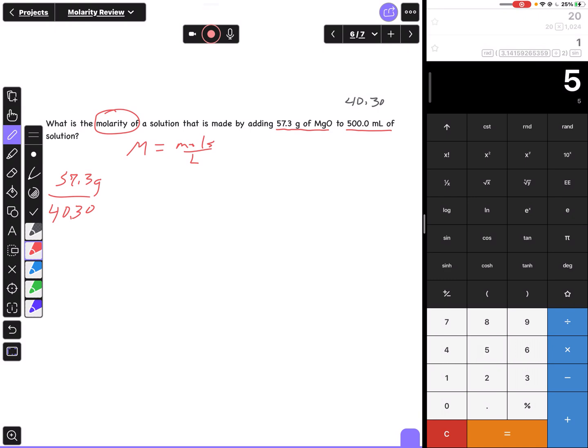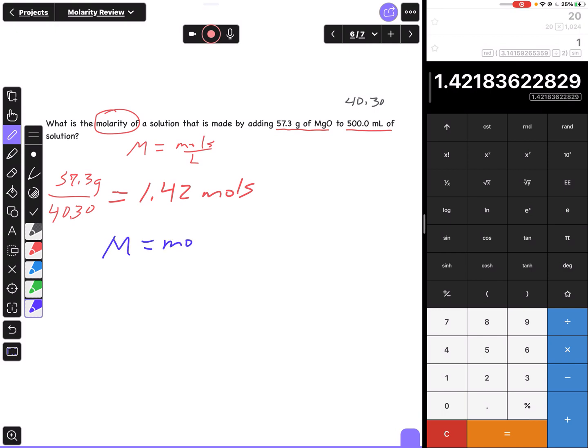So I'm going to take 57.3 divided by 40.30. I get 1.4218. I round that to 2 decimal places, so that ends up being 1.42. And that's moles. So I go back to my equation.